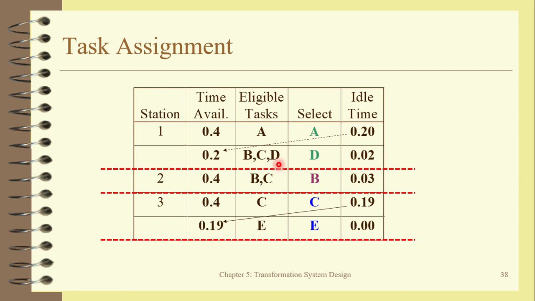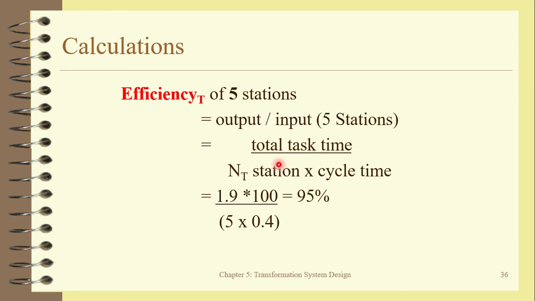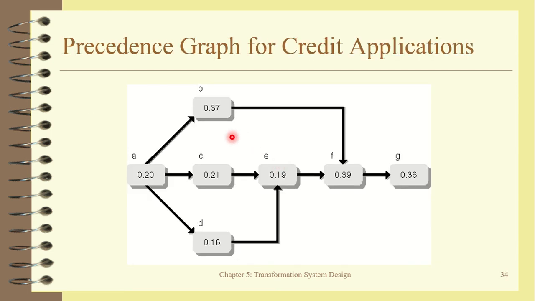Which one would you select? It depends on which one could fit. But in order to select the eligible task, you need to use the LOT, longest operation time first. The longest operation time of B, C, and D is B, right? That is 0.37. But your available time is just 0.2, so B cannot be fit in because it's greater than 0.2. You move to the next one, next longest one, right?